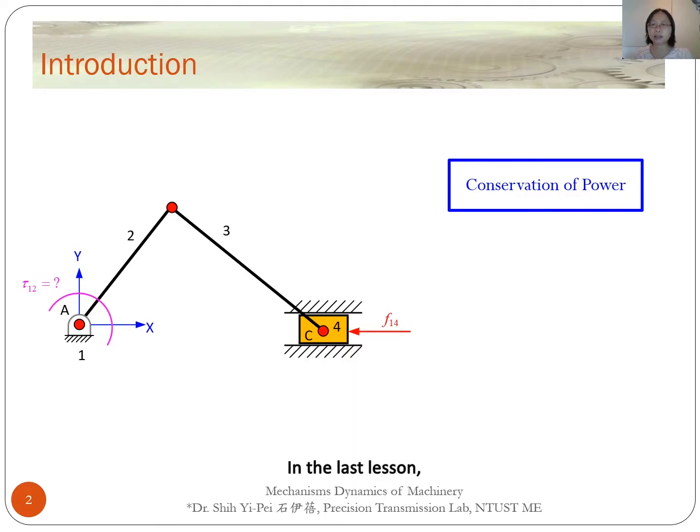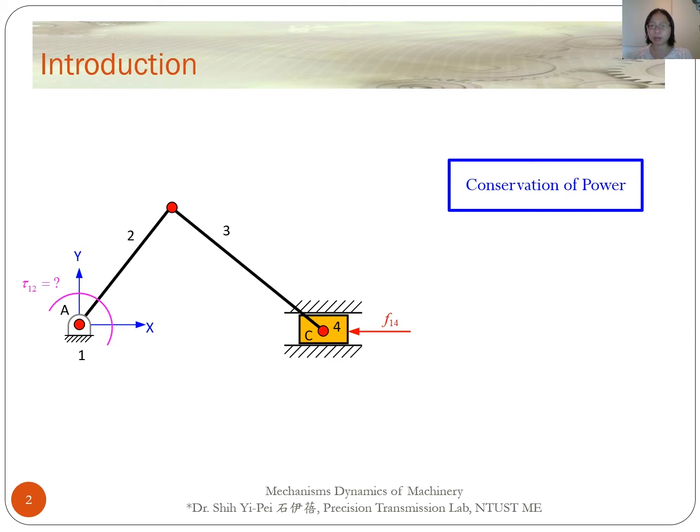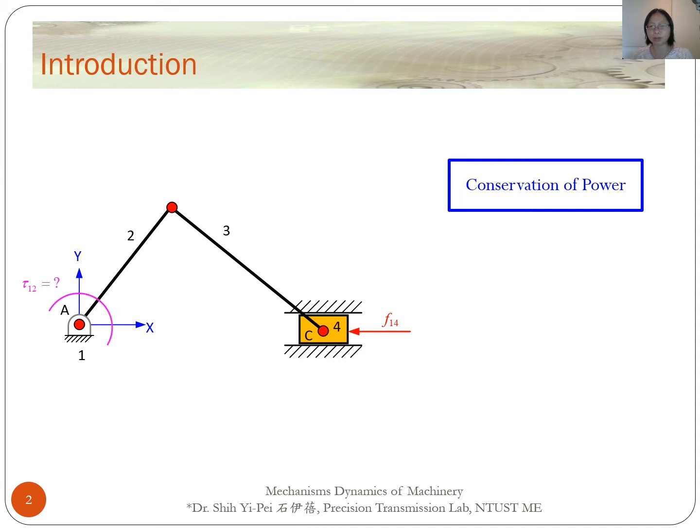In the last lesson, we used the method of free body diagrams to analyze the equilibrium of a machine by isolating its components, drawing a free body diagram of each component, and then applying equilibrium equations to figure out all the forces acting on the machine. In this class, we will learn about another method of expressing the conditions of equilibrium based on the conservation of power.